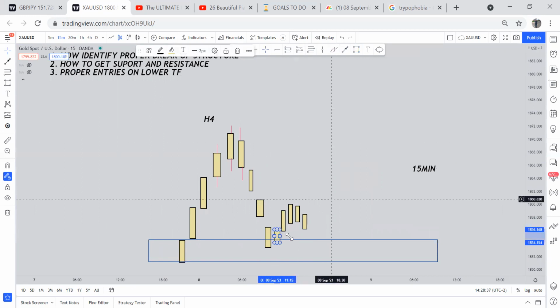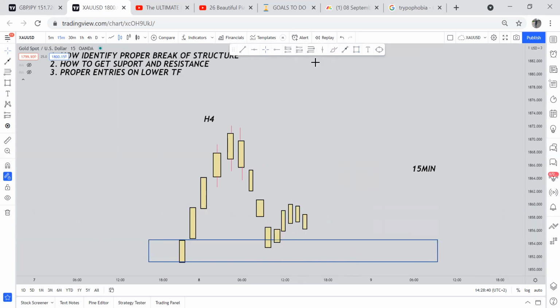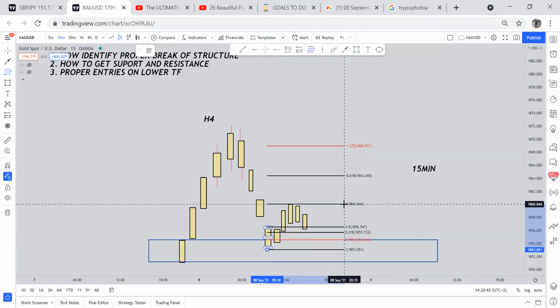On the smaller time frame, we can see that we have this structure developing. We can see that we have these highs, and then we come back for a retest of lower highs. And then what we can do is put your Fibonacci from this low to these highs.